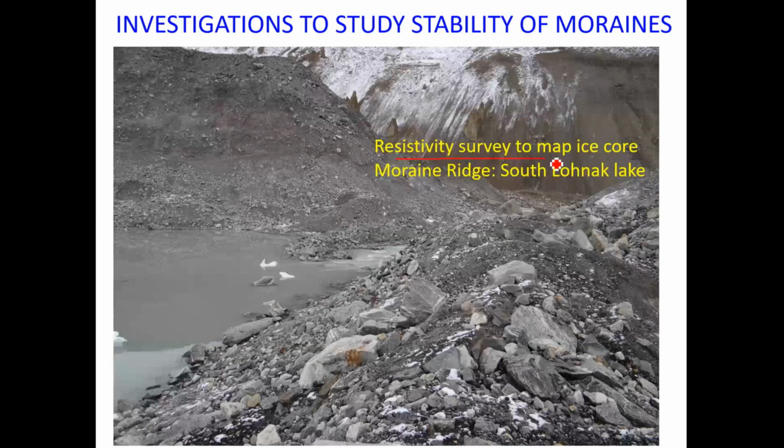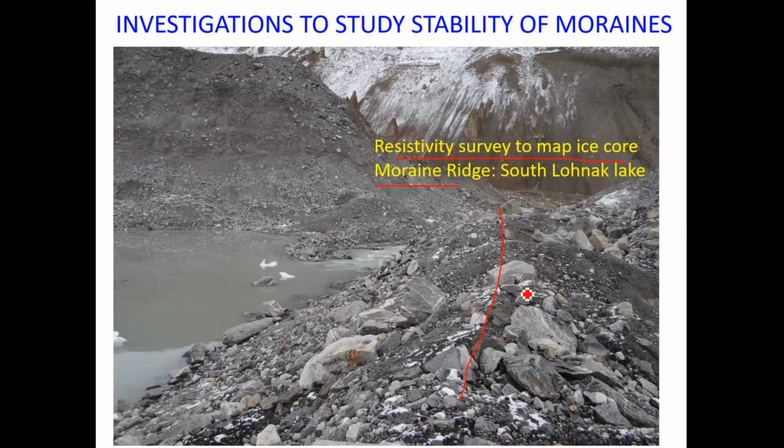Resistivity survey to map ice cover below the moraine ridge. So this is a moraine ridge of South Lhonak Glacier, and resistivity survey was carried out on that. What is the purpose of resistivity survey? It is to understand the extent of ice below the moraine. That means if it has a huge moraine, is there huge ice below that, and what is the thickness of the top layer, thickness of this debris cover.